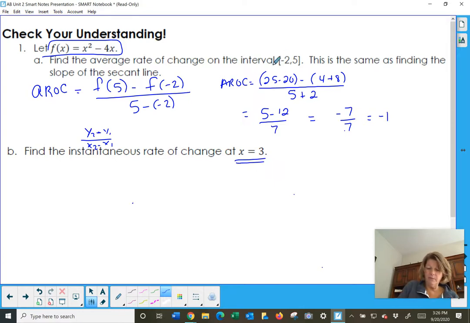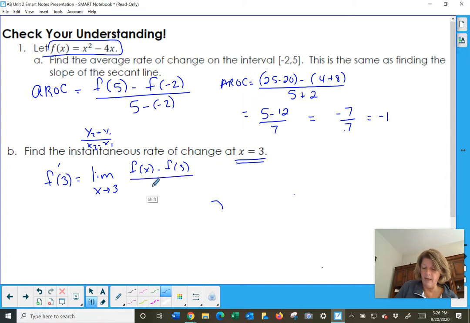All right, find the instantaneous rate of change at x equals 3. Instantaneous rate of change means find the derivative. So we want f prime of 3. We're going to use that limit definition as x gets closer and closer to 3. So let x go to 3, and then we'll have f of x minus f of 3 divided by x minus 3.